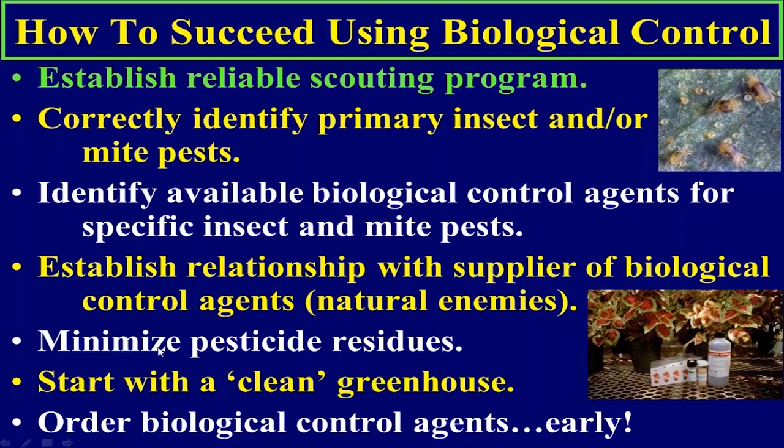You want to minimize pesticide residues, especially the pyrethroids and those that are very harmful directly to natural enemies. You want to have a clean greenhouse, with no weeds or debris within the greenhouse. And you want to order your biocontrol agents early. Again, it's preventative. I have growers that call the supplier and tell them, send me biocontrol agents every 2 weeks, so I know they're going to come.